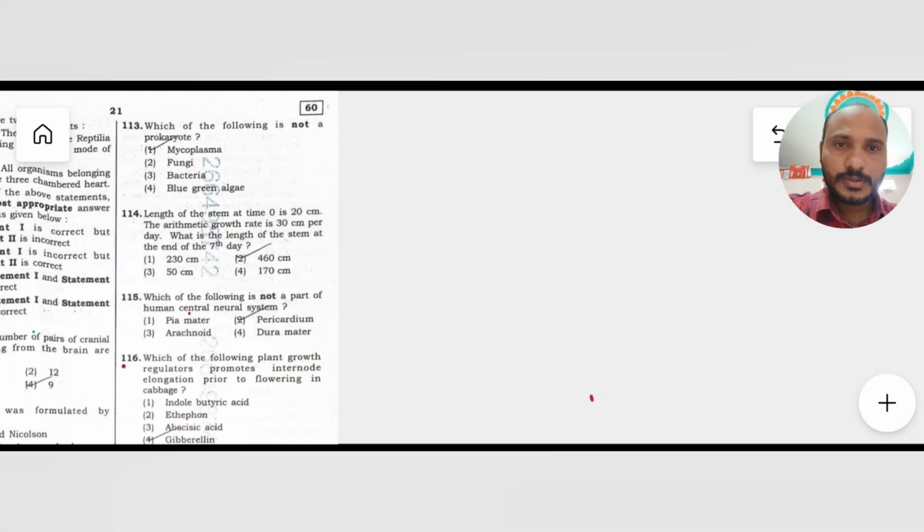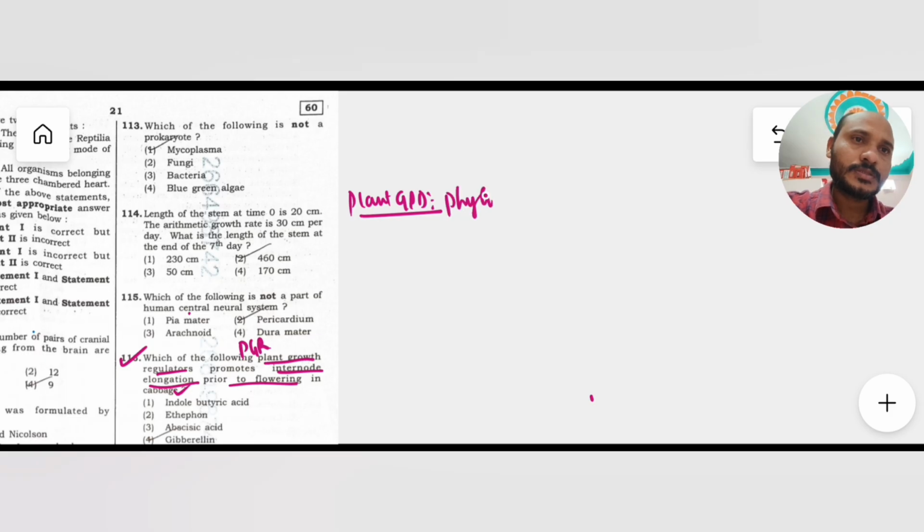Yes. So one more, question 116. Which of the following plant growth regulators, PGRs, promotes internode elongation prior to flowering in cabbage? These questions are framed from plant growth and development, especially focusing on phytohormones, meaning plant growth regulators.